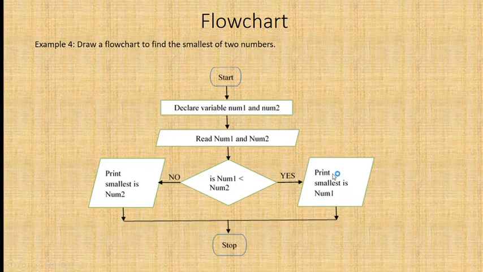So if yes, what do we want to do? We print the smallest number. If no, what do we want to do? Okay, and then go to stop.